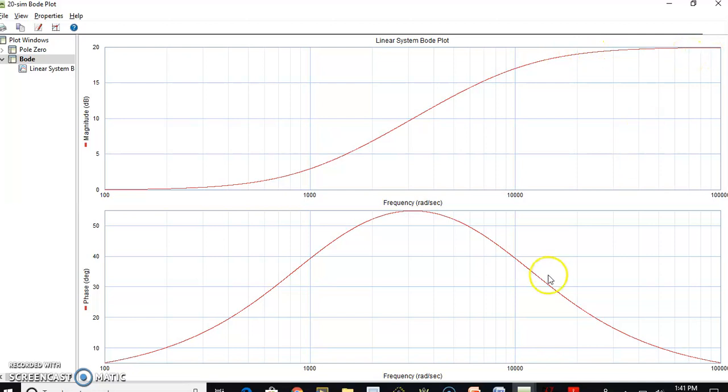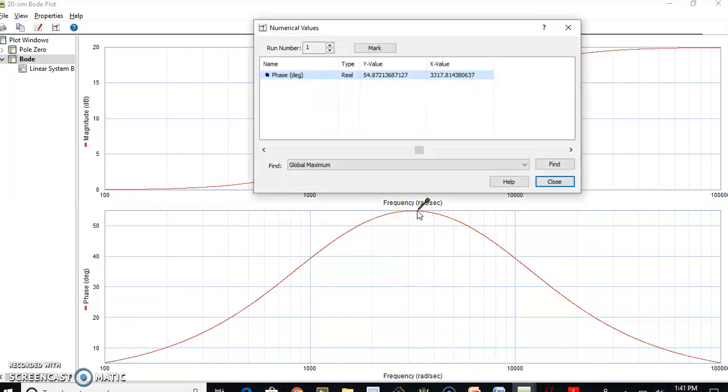And we have also seen that at a frequency of 3.16 kiloradian per second, the phase is almost 54 degrees. That we can verify here. You can see it's around 3.3 kilohertz. You can see this is somewhere here. This is almost 3.1 kiloradian per second. The corresponding phase is plus 54 degrees.